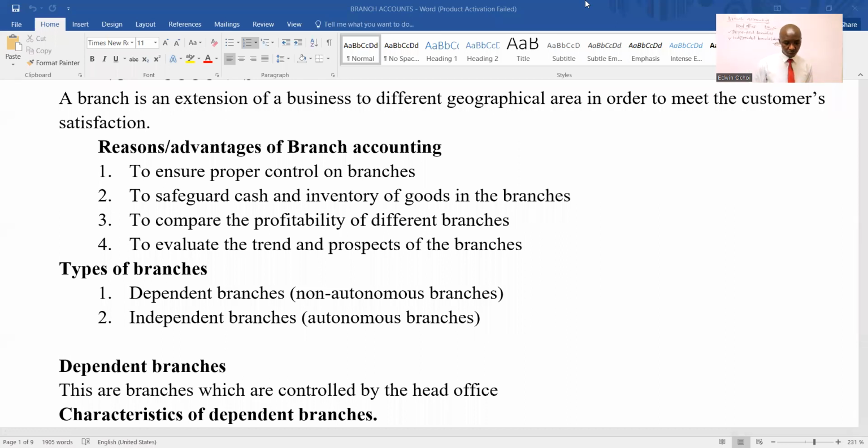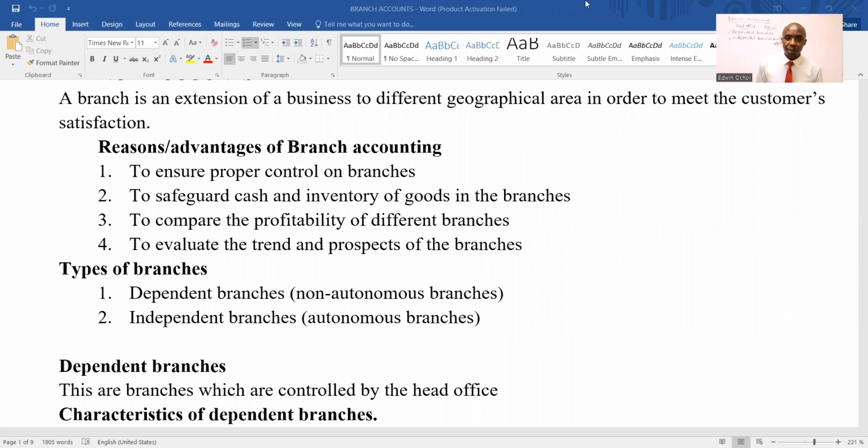When we talk about a branch, obviously it's an extension of a business to a different geographical area, in order to meet customer satisfaction. So, reasons or advantages of branch accounting: why we do branch accounting is to ensure proper control of the branches. The head office will be acting as a watchdog, so it has to make sure there's proper control. Number two, to safeguard the cash and the inventory of goods in the branch. Yes, the goods must be safeguarded.